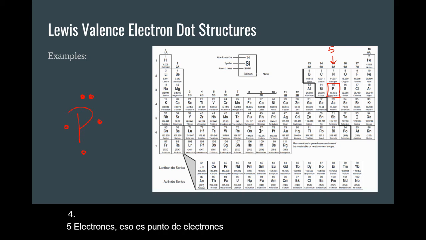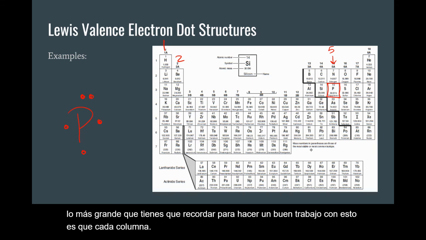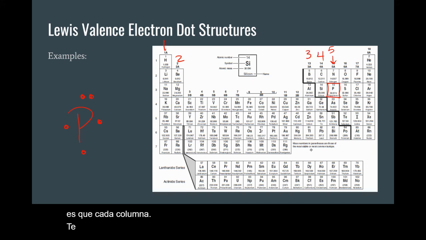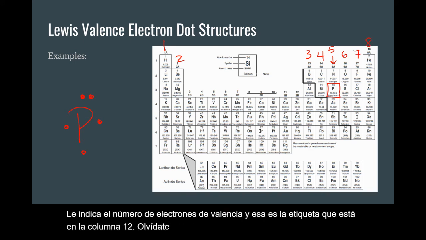And the biggest thing you have to remember to do a good job with this is that each column tells you the number of valence electrons. And that is the label that is on the column. 1, 2, skip this dip. 3, 4, 5, 6, 7, 8.